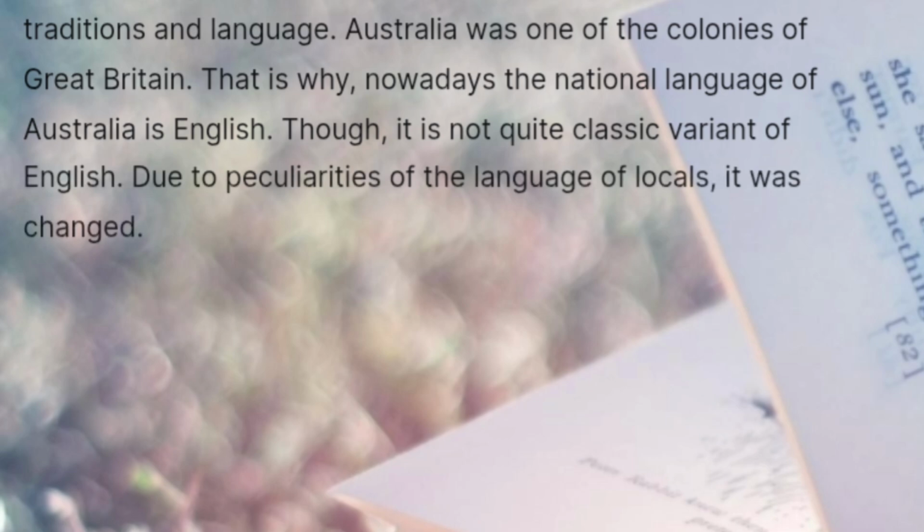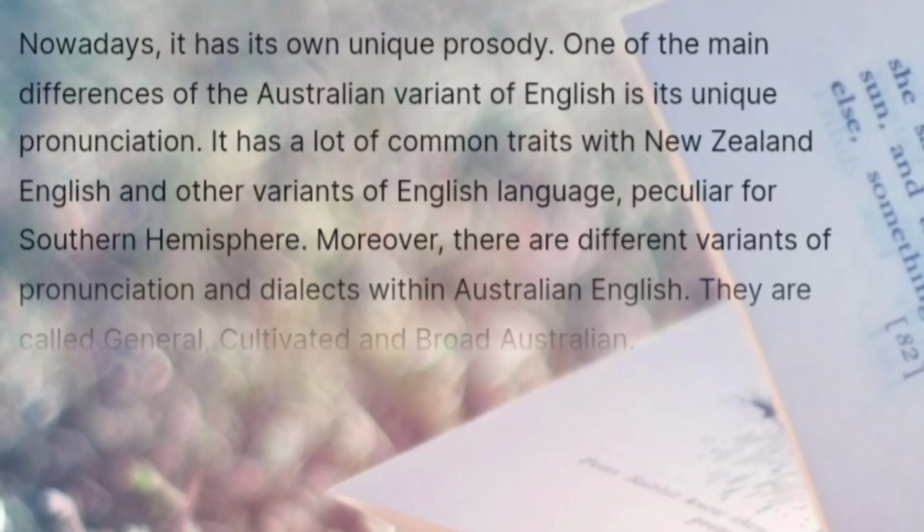Australia was one of the colonies of Great Britain. That is why, nowadays, the national language of Australia is English, though it is not quite the classic variant of English. Due to peculiarities of the language of locals, it was changed. Nowadays, it has its own unique prosody.